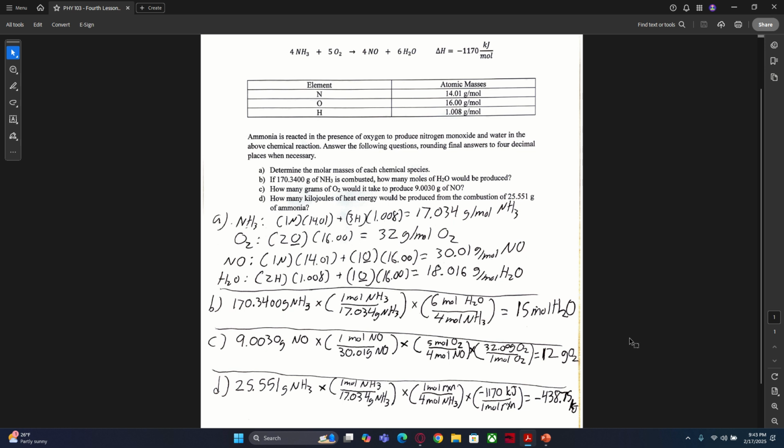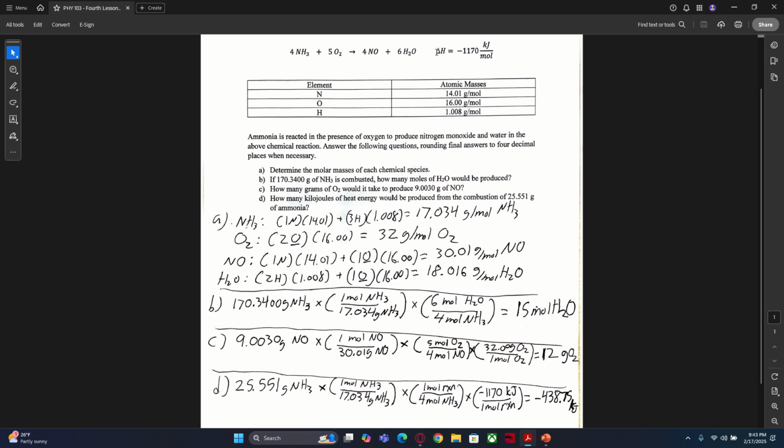For the last part, for D, how many kilojoules of heat energy would be produced from the combustion of 25.551 grams of ammonia? Well, here we're going to use our parameter delta H. That is change in enthalpy. You can think of this as your change in heat energy.